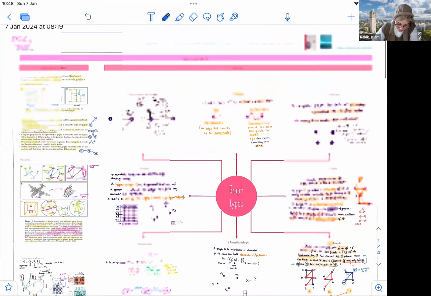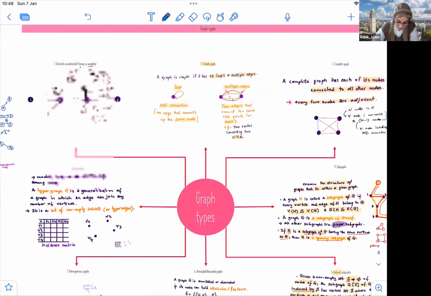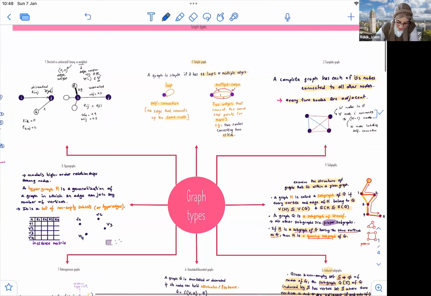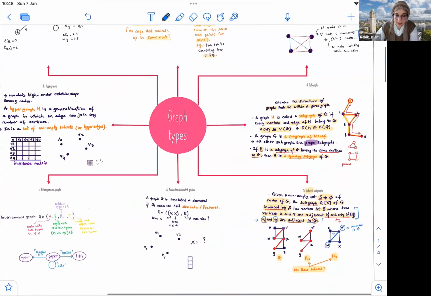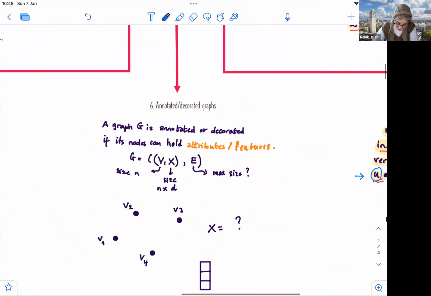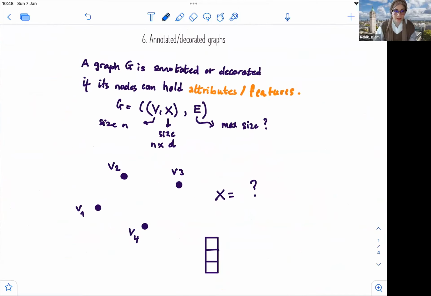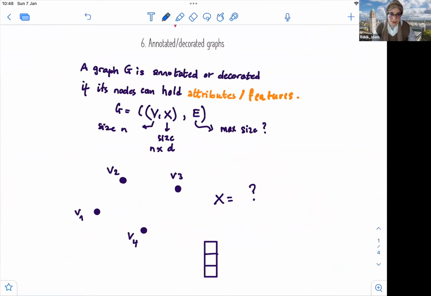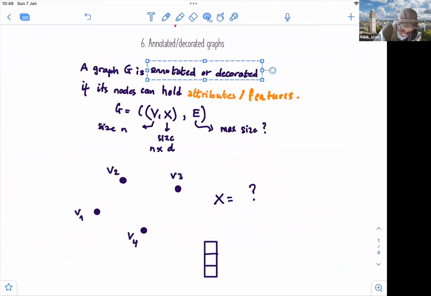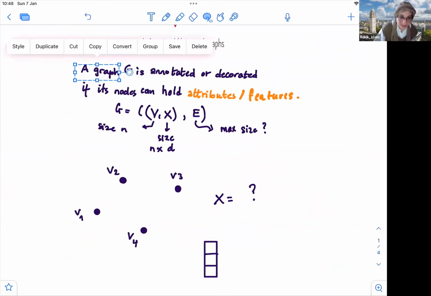So we looked at directionality, weighted and binary graphs, simple, complete subgraphs, induced subgraphs, and now we're going to look at annotated or decorated graphs. This is what I presented earlier. There's a bit of misalignment here, so we could just fix that a little bit. All right, so you guys can see that.